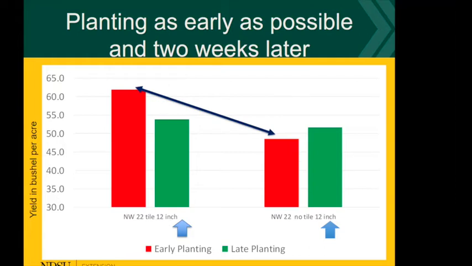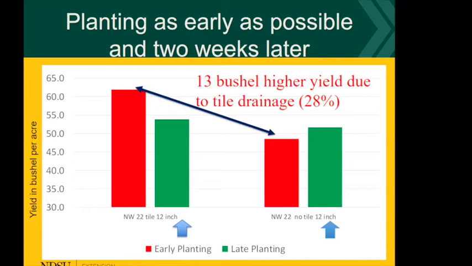So here was an environment where tile drainage made the conditions really suitable for that early planting. And there we saw a 13 bushel increase, which is 28%. So when we talk about management and conditions, we need to also consider environment. So in this case, under the tile drainage conditions, the early planting had actually more benefits.